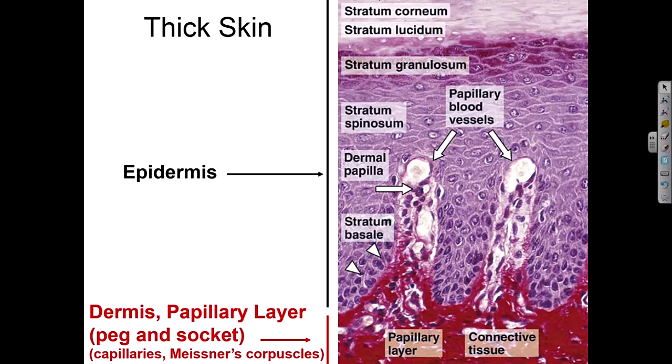But if you have this peg and socket arrangement of the papillary layer interdigitating with the epidermis, you can apply a shearing force and they're going to hold together. Okay? So that's the whole concept behind these pegs and sockets of the papillary layer. It's holding the epidermis connected to the dermis, and it's resistant to shear forces that might separate the two. Now in that papillary layer we find capillaries, blood vessels, and we find Meissner's corpuscles, which are sensory in nature.